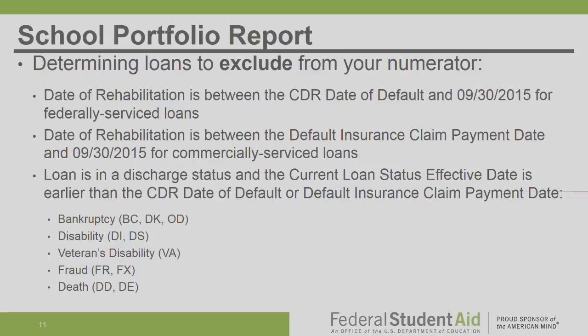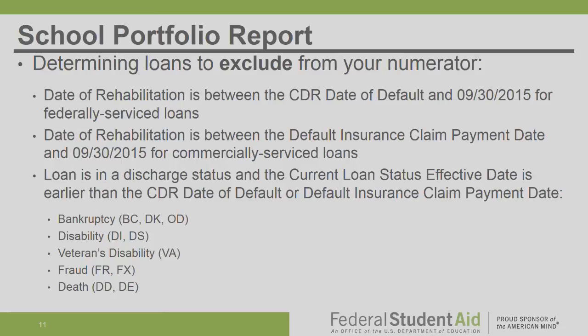After you've identified who's in your denominator and who's in your numerator, then we get to take some people out of your numerator. So if the borrower has defaulted and then rehabilitated within that same 3-year period, and that's key, then the borrower is removed. So we want to look for a date of rehabilitation between the CDR date of default and the end of the cohort period, or between the insurance claim payment date and the end of the cohort period.